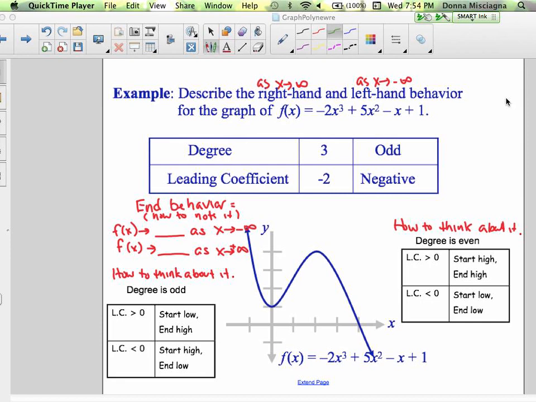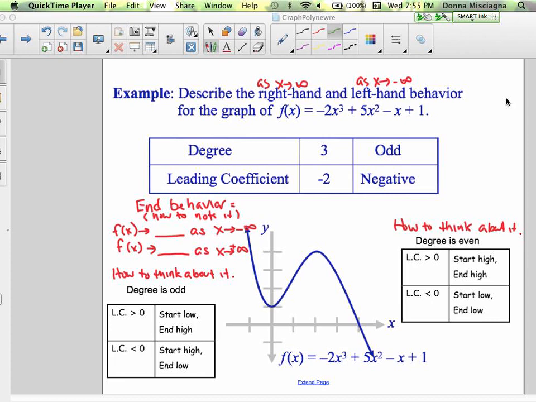All right, so we want to write the end behavior. It always starts with the function, because we want to know what the function is doing. X is going to positive infinity, to negative infinity, it's going everywhere. But what's the function doing? So f of x is going to go to what as x goes to negative infinity? Well, we know our degree is odd, and the leading coefficient is negative. So it's going to start high and end low.